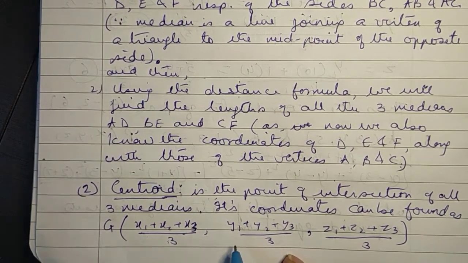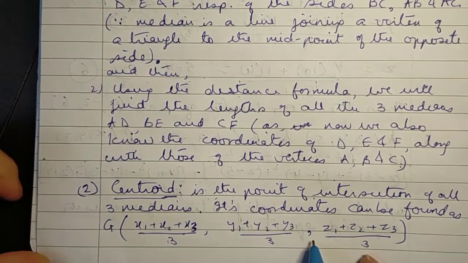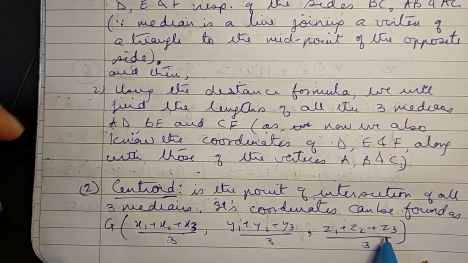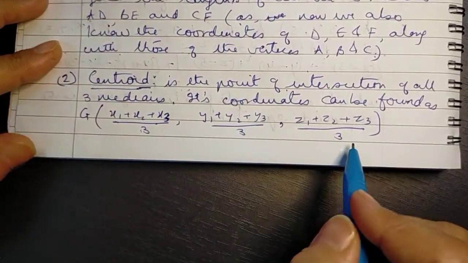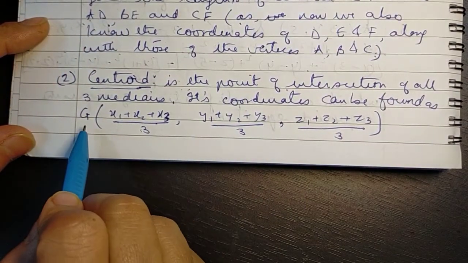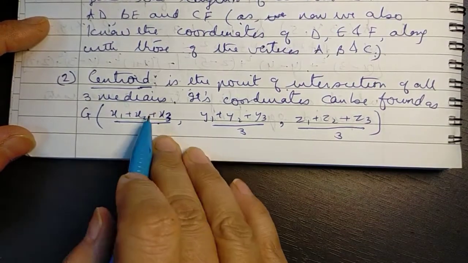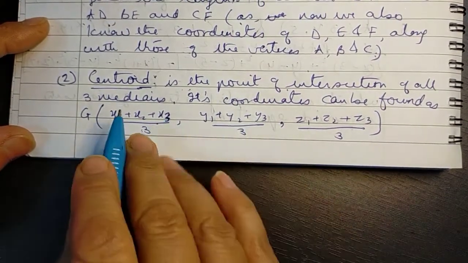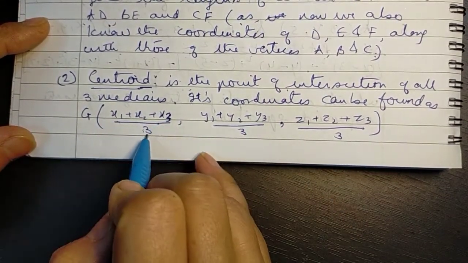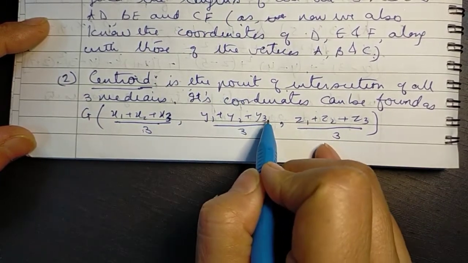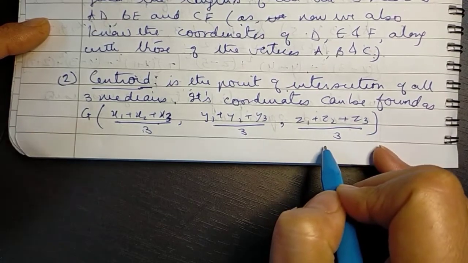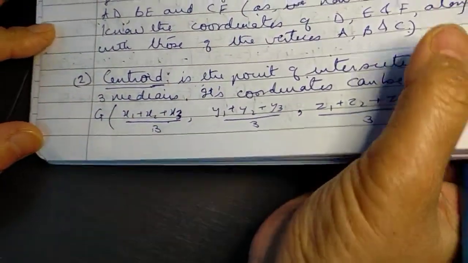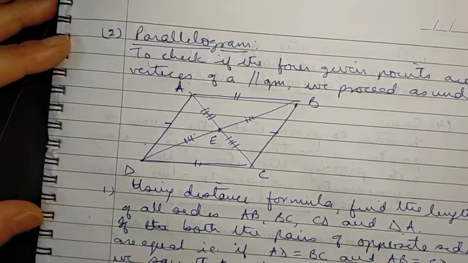So we will simply extend this to 3D, as the z coordinate of the centroid would be the mean of the three z coordinates, and so the coordinates of the centroid of the triangle can be easily found out by (x1 plus x2 plus x3) upon 3, (y1 plus y2 plus y3) upon 3, and (z1 plus z2 plus z3) over 3, and the related problems can be solved.